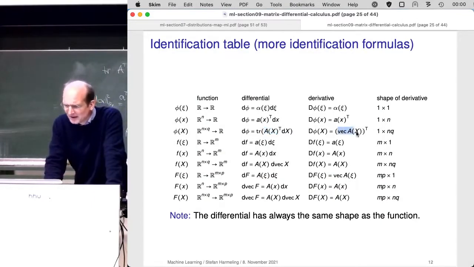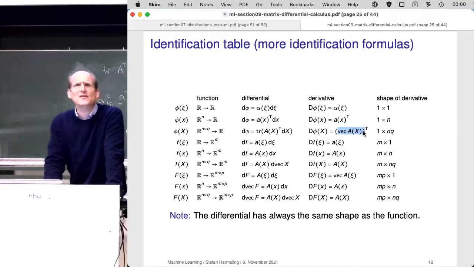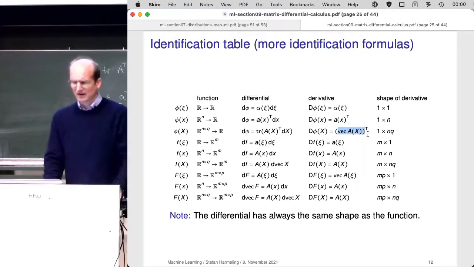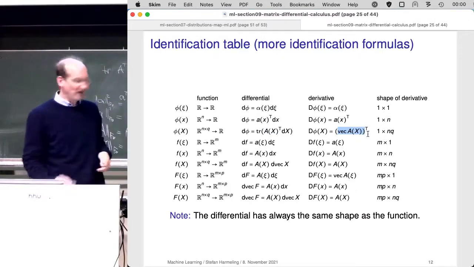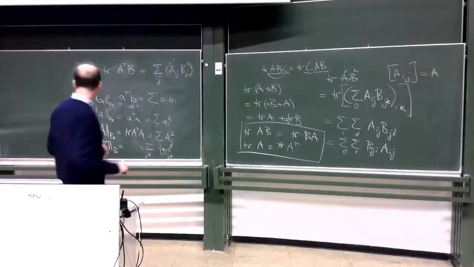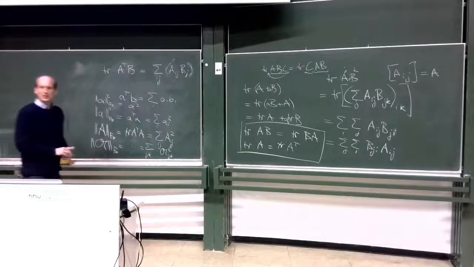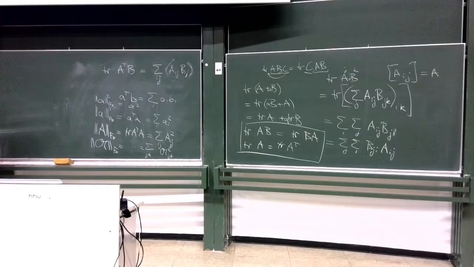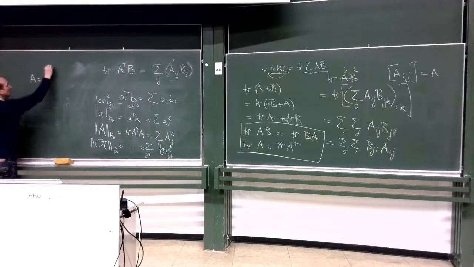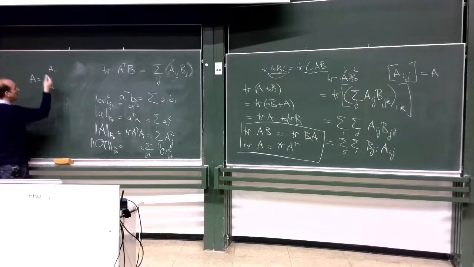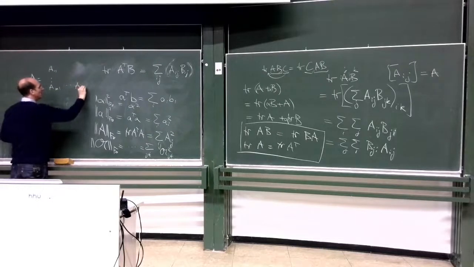Now, here's another one. So what about that one now? Why vectorized A of x? First of all, what is this vec operator? The vec operator is exactly what you would expect it is. It's vectorizing a matrix. So suppose I have a matrix A, which has these entries, A, let's say, M1, Mn.